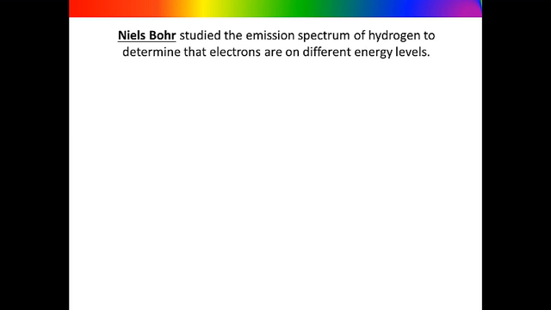Niels Bohr studied the emission spectrum of hydrogen to determine that electrons are on different energy levels. From this, he came up with a planetary model of the atom, which was discussed in the last unit. So why do electrons in the atom absorb and emit light? They absorb and emit light to move to different energy levels in the electron cloud.